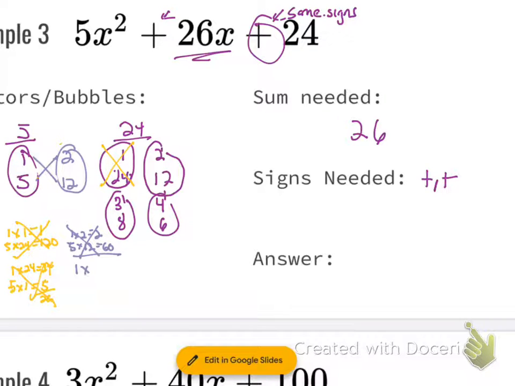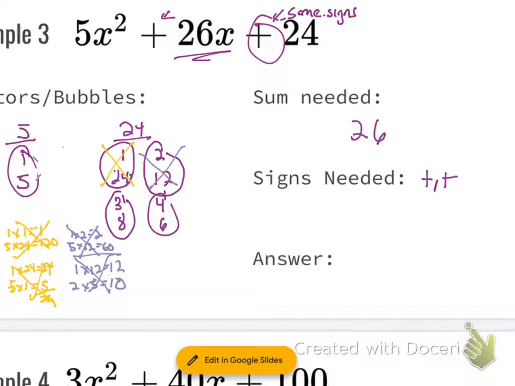One times 12 is 12. 2 times 5 is 10. So that gives me 22. We're getting closer, but that doesn't work as well. So we know this one's not going to be in our option. So let's move on to our next one.